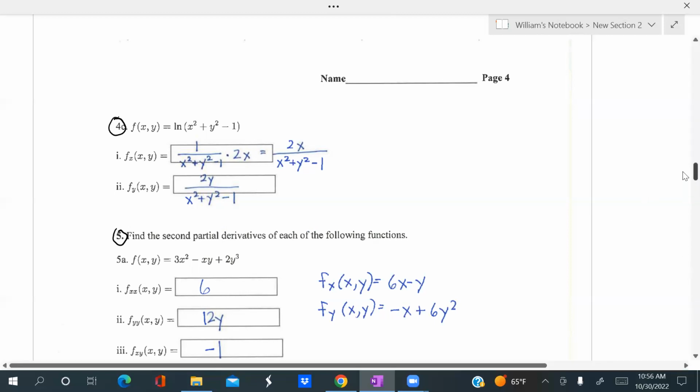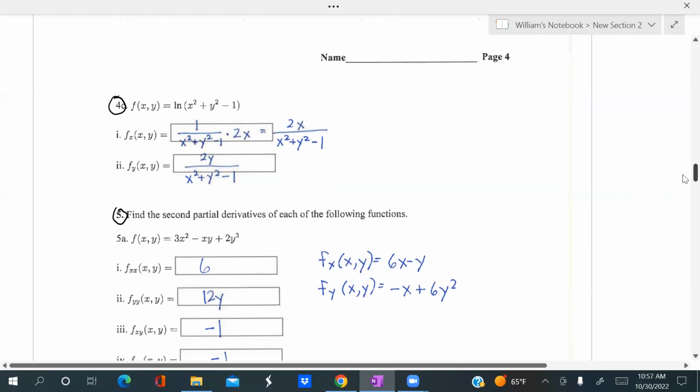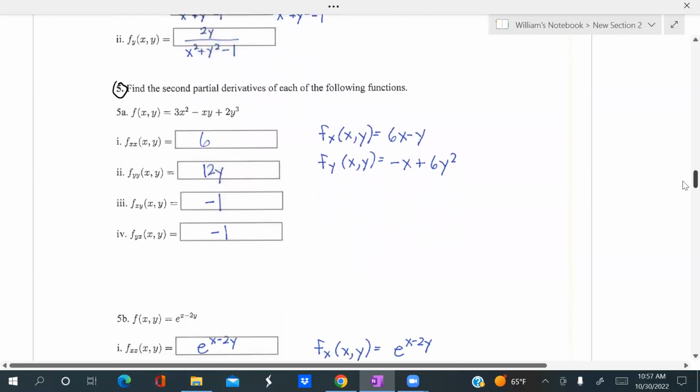that we can find second derivatives in calculus 3, just like we find second derivatives in calculus 1. So we can compute second partial derivatives as well. And so this problem number 5 is just a little practice in computing second partial derivatives. All right, so let's find the second partial derivative with respect to x of this function f.